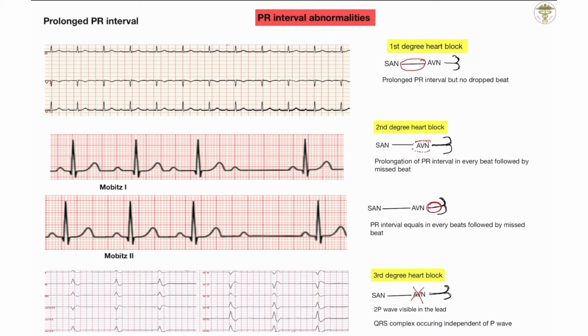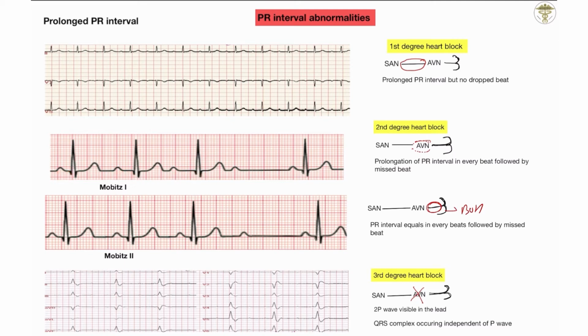But in Mobitz second, the problem occurs in the bundle of His. I will write here, this is the bundle of His. So in Mobitz first, the problem occurs in the AV node, but in Mobitz second, the problem occurs in the bundle of His. What is the difference in the ECG of Mobitz first and Mobitz second? In Mobitz first, you will see prolongation of the PR interval, and the prolongation progressively increases.